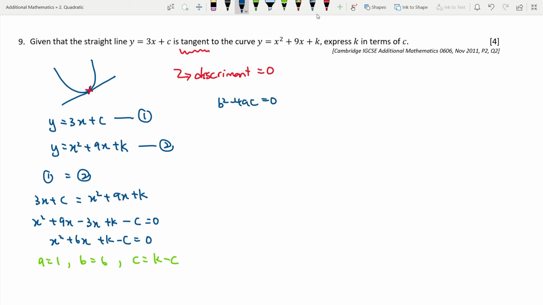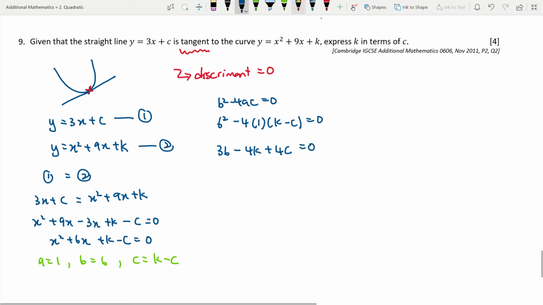We substitute the values of a, b, and c into this equation. 6 squared minus 4 times 1 times k minus c is equal to 0. Simplify the equation. 36 minus 4k plus 4c is equal to 0. We divide the whole equation by 4. 9 minus k plus c is equal to 0.